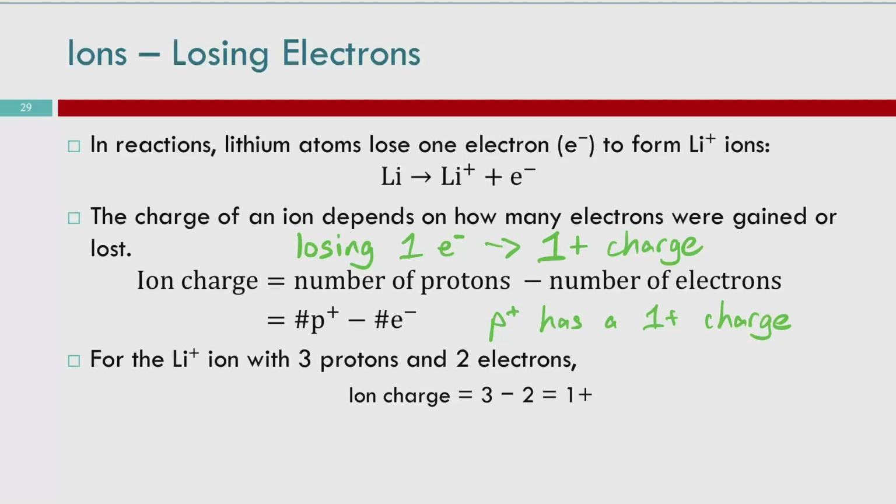And then the number of electrons in a neutral ion or a neutral atom is going to be the same as the number of protons. So for our lithium, we have 3 protons and 2 electrons because we lost 1. And so we have 3 protons minus 2 electrons, overall we've got a 1 positive charge.